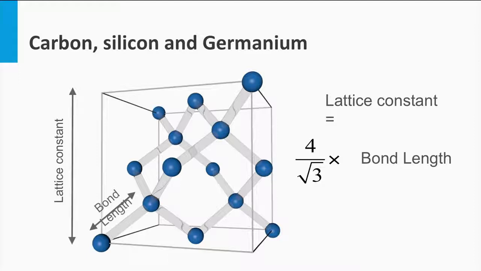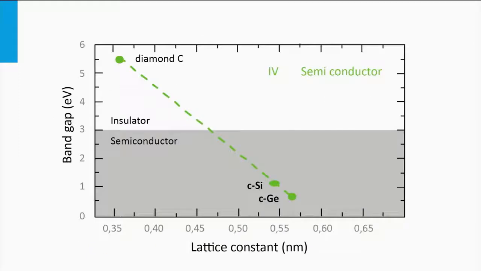In this figure, the unit cell of a diamond cubic crystalline lattice is shown. The edge length of this cube is equal to the lattice constant. In a diamond crystalline lattice, the lattice constant equals 4 times the silicon-silicon bond length divided by the square root of 3. In the next graph, we plot the band gap of crystalline carbon, silicon and germanium versus the lattice constant.